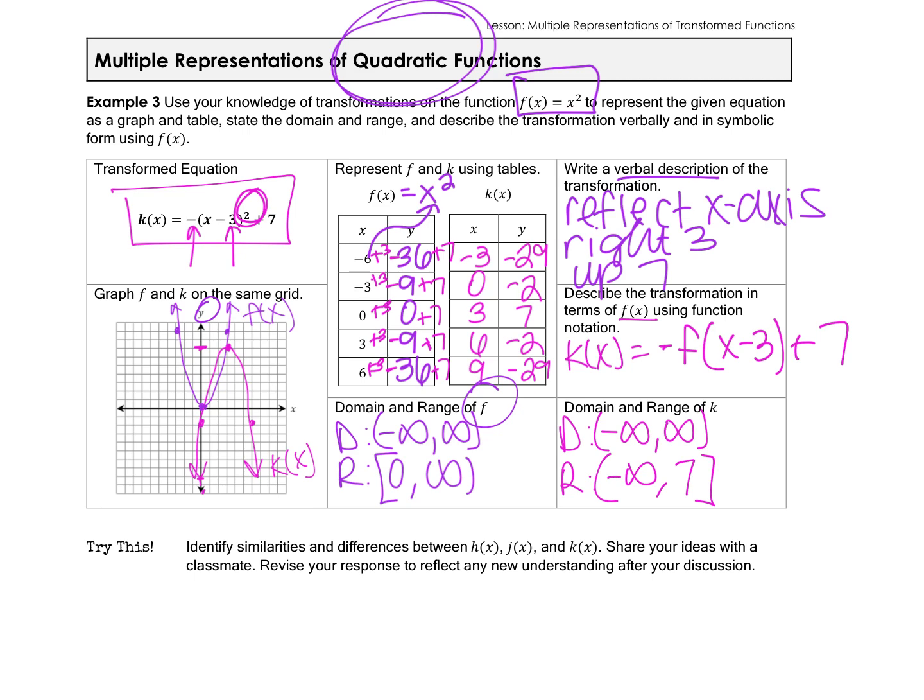Okay, so notice it happens the same way. All your transformations are the same no matter what type of function you have. If you have any questions, let me know.